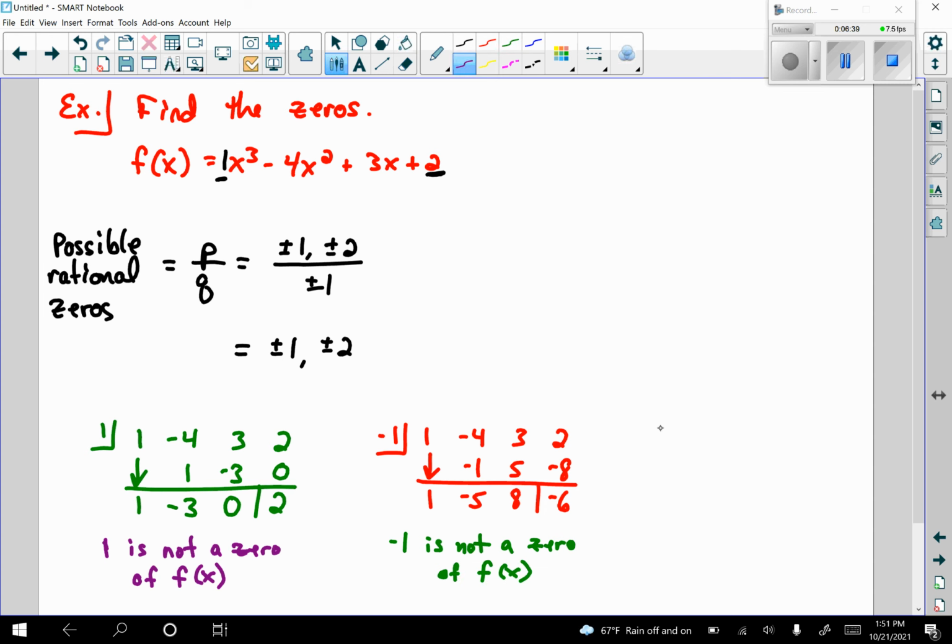Let's try positive 2. So start with the 1. 2 times 1 is 2. Then we're going to get a -2. 2 times -2 is -4. Then we're going to get a -1. And we get a -2. And we get a 0. So we found one. So 2 is a 0 of f of x.